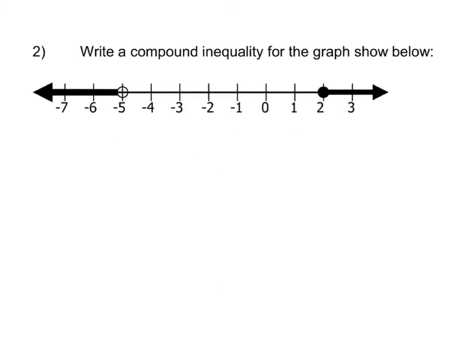Number 2, this is what a typical OR statement looks like. The numbers are either over here or they're over here. The numbers are either in this area or they're in this area right here. Let's write our OR. So we can say that x is on this side, smaller than -5. It doesn't include -5. So x is less than -5.